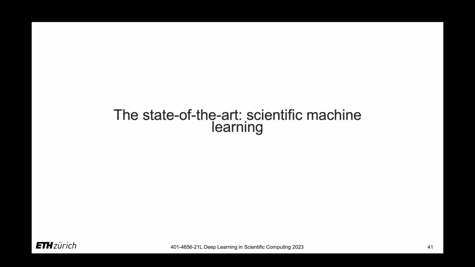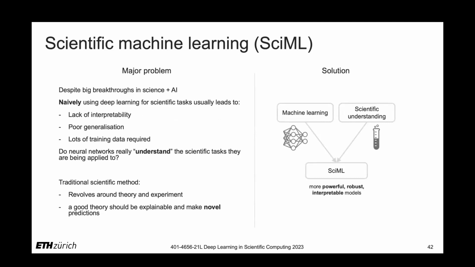Okay, in the last part, I'm going to talk about scientific machine learning and give you a slightly more in-depth overview of this new field, which is really exciting. So let's recap. Deep learning is having massive improvements and advancements in science. But as I said before, naively training it leads to problems of interpretability, poor generalization, et cetera.